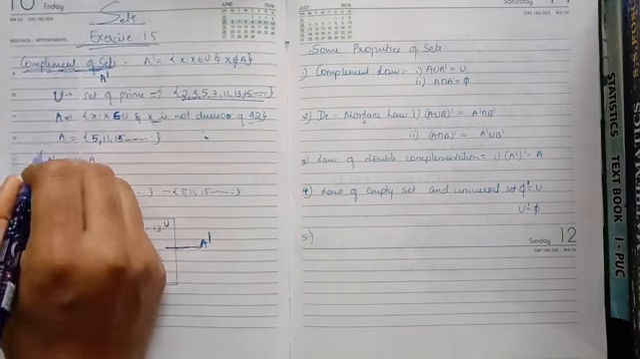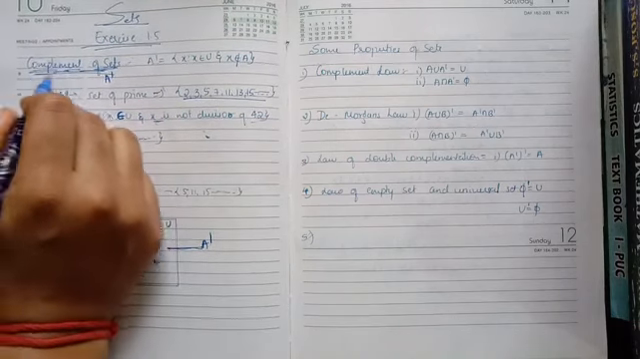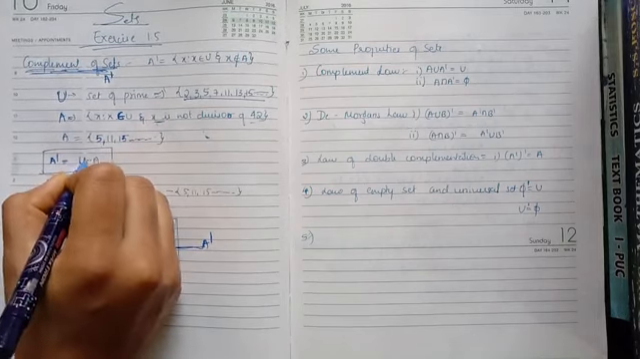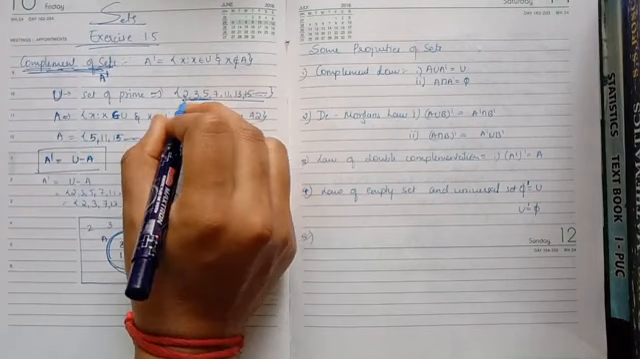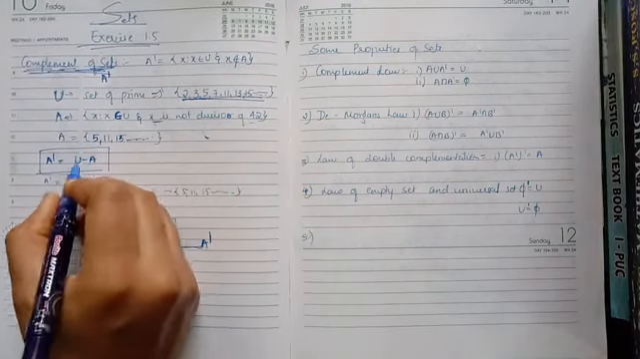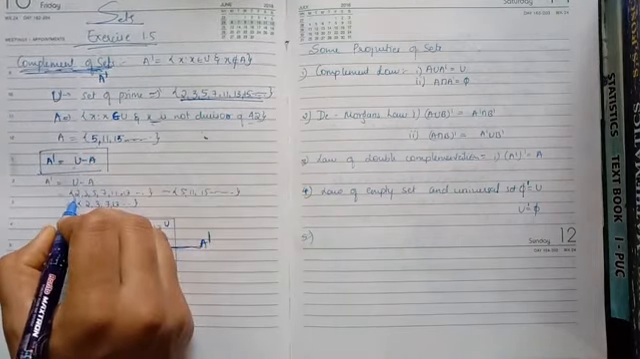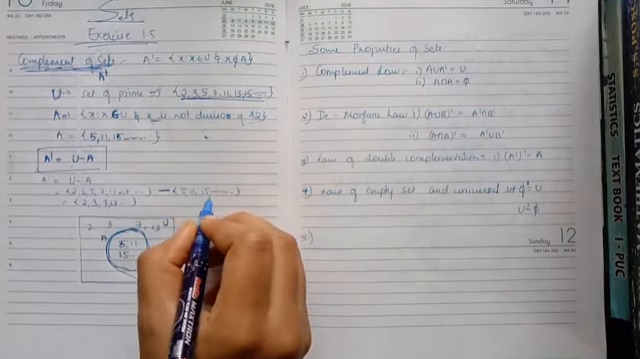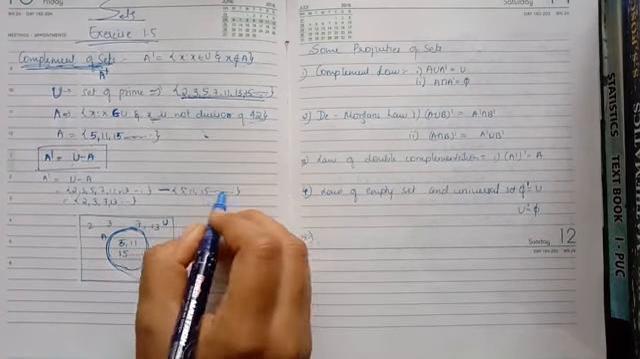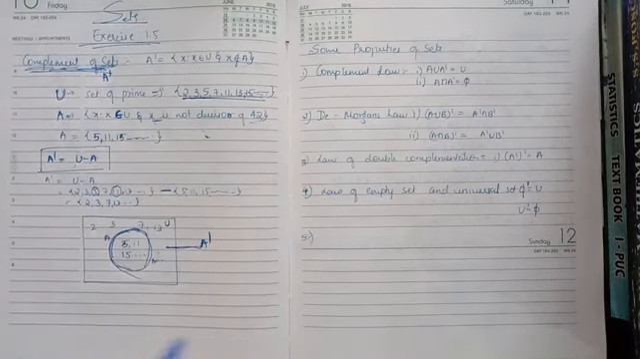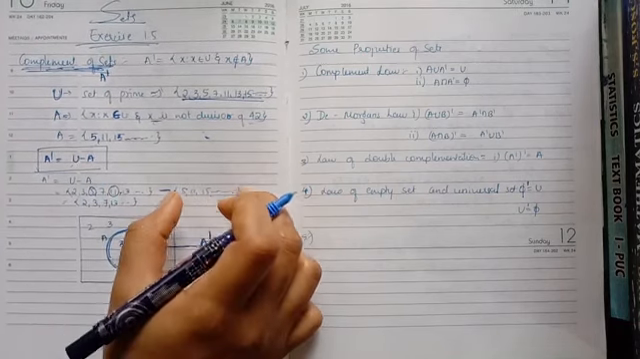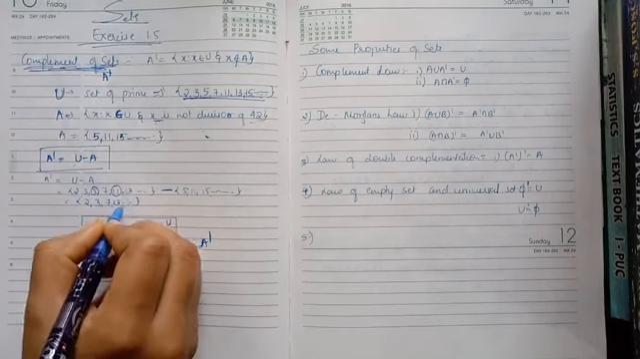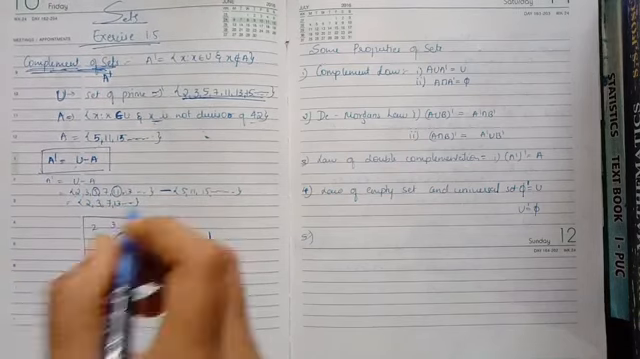So here A dash is equal to, the formula is given. If we want the complement of set A, A dash is equal to U minus A. So we have to subtract set A from set U. Set U is 2, 3, 5, 7, 11, and so on, minus set A, which is 5, 11, 15, and so on. The common elements here are 5 and 11, so we subtract them from this set. The remaining will be 2, 3, 7, 13, and so on. This is called A dash.